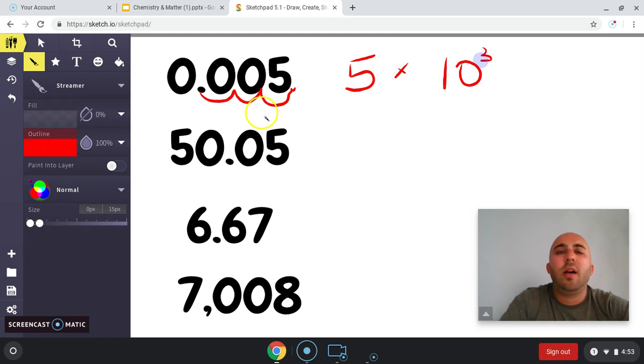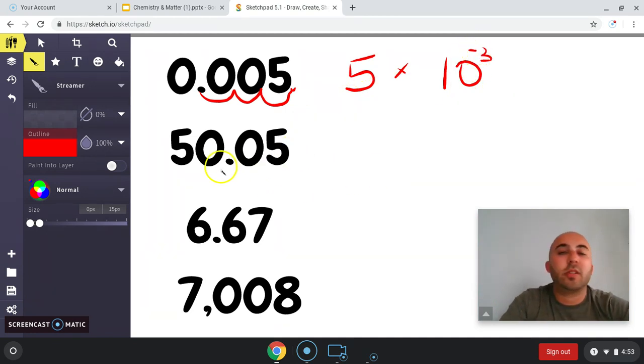However, this number is significantly smaller than 5. So if I were to try and change 5 back to the original value, I would need a negative coefficient in order to make this smaller again. So this is going to be 5 times 10 to the negative 3.